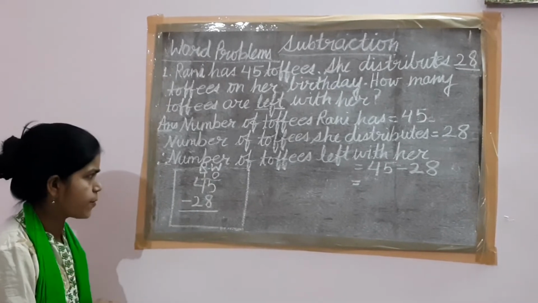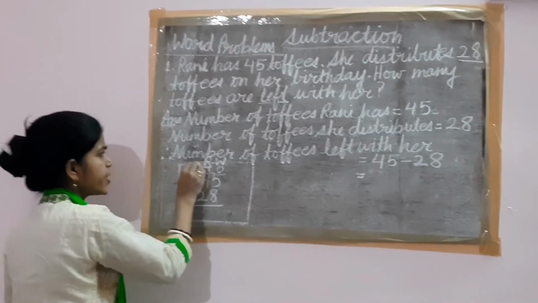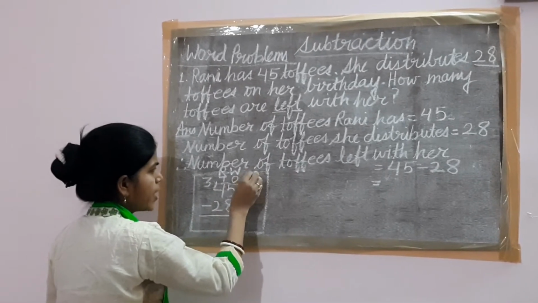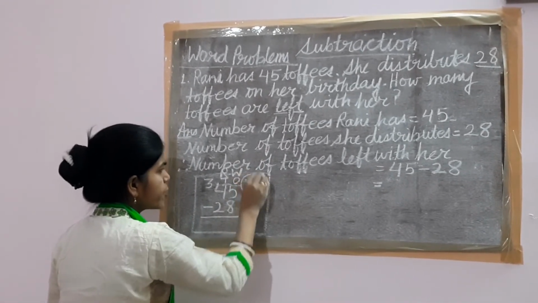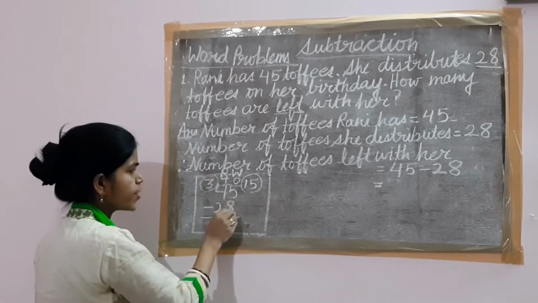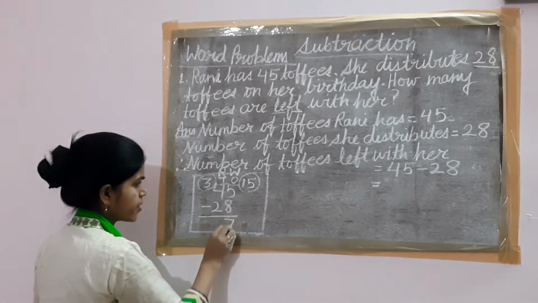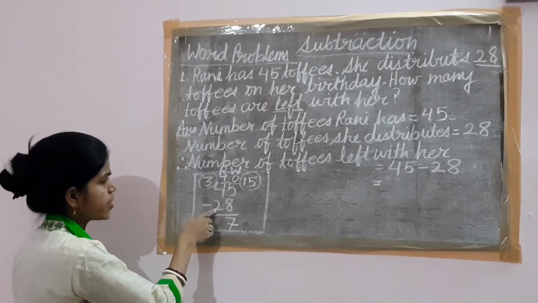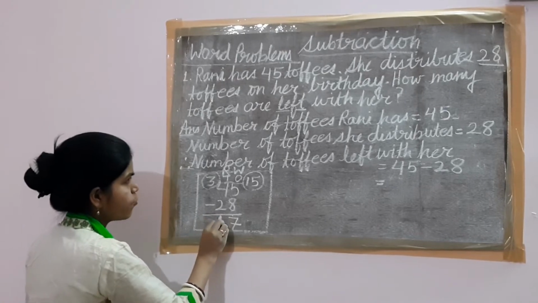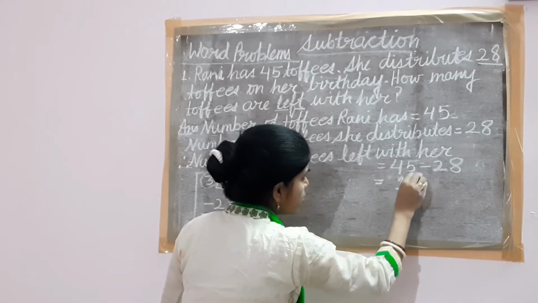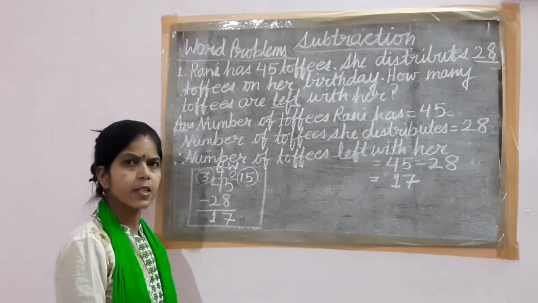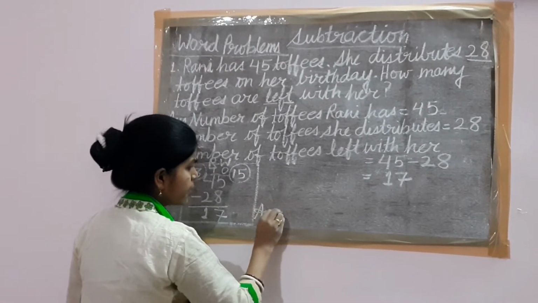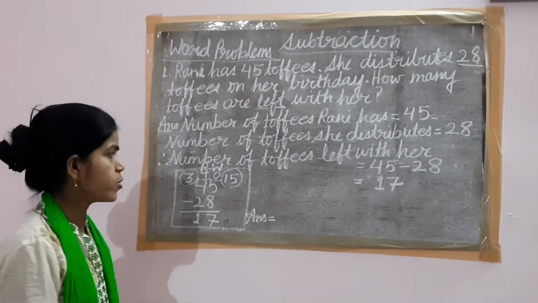4 tens, 5 ones becomes 3 tens and 15 ones. Apply the use of regrouping. Now from 15 you can subtract 8, that is 7. 15 minus 8 is 7, and 3 minus 2 is equal to 1. So you write here also 17. And then, the final statement, don't forget to write. The teacher will also cut marks if you don't write the unit.